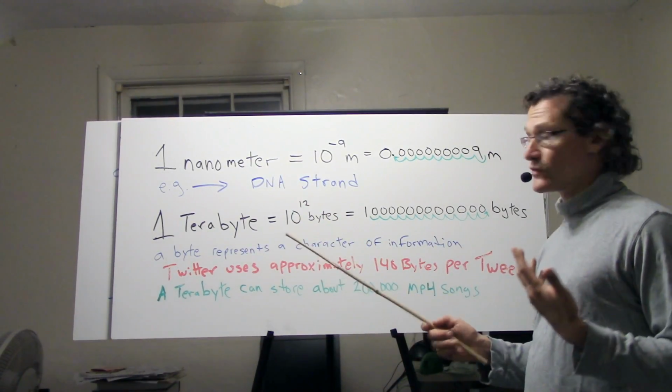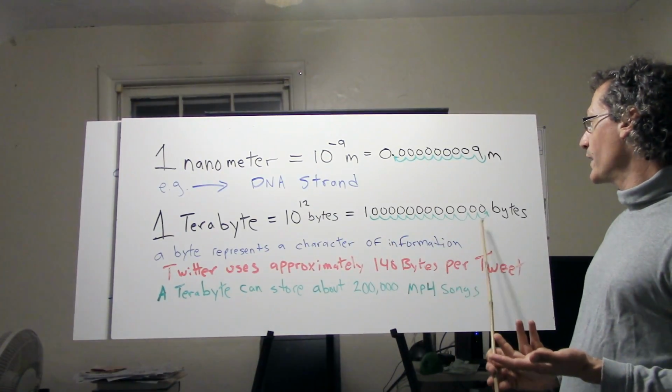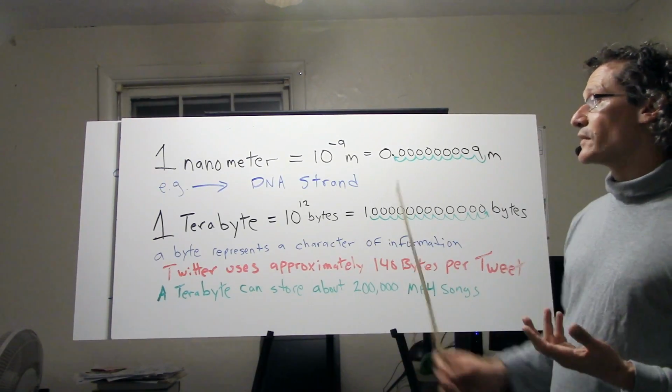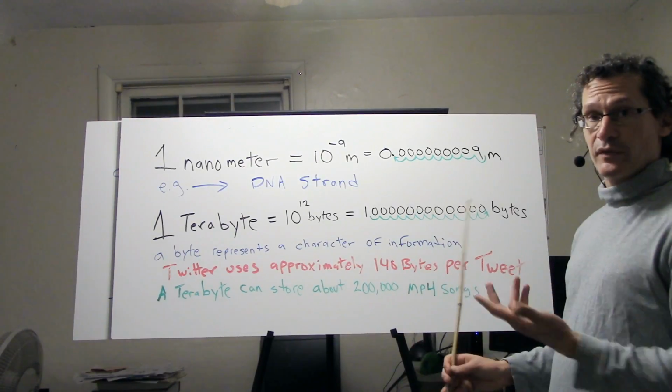For tera, I chose it because it's a really big number. I just wanted to show you what that looked like. It's a 1 followed by 12 zeros. 1, 2, 3, 4, 5, 6, 7, 8, 9, 10, 11, 12. I used the terabyte. A byte is a unit of information. It represents a character of information.